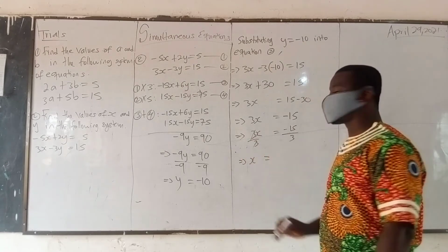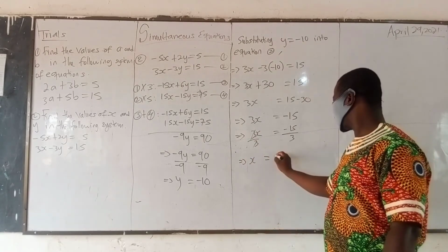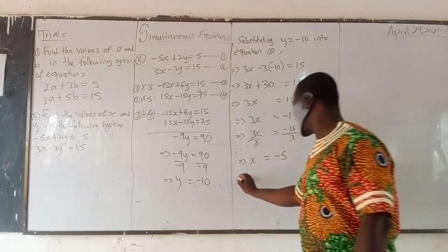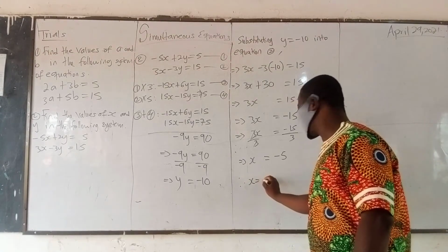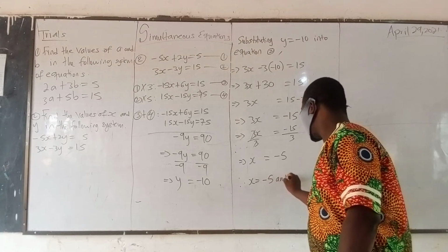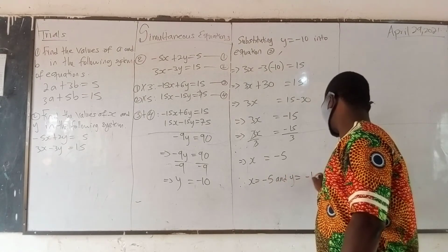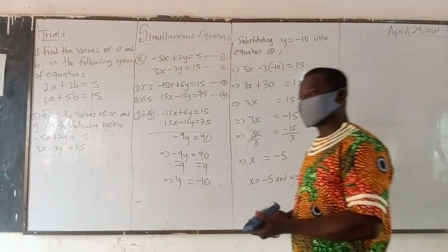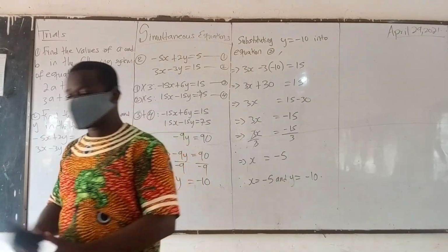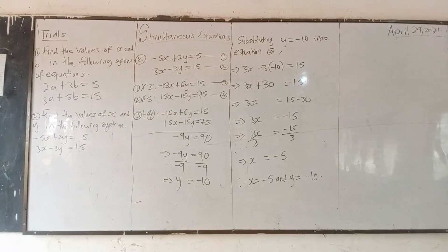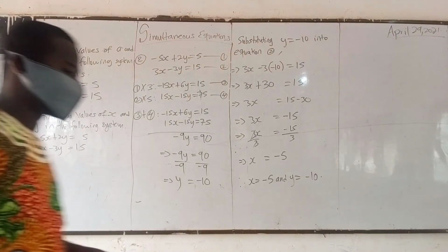So x is going to be equal to negative 15 divided by 3. Therefore x is equal to negative 5 and y is equal to negative 10. Very simple questions. Alright? So please, you can write it down while we proceed, okay?